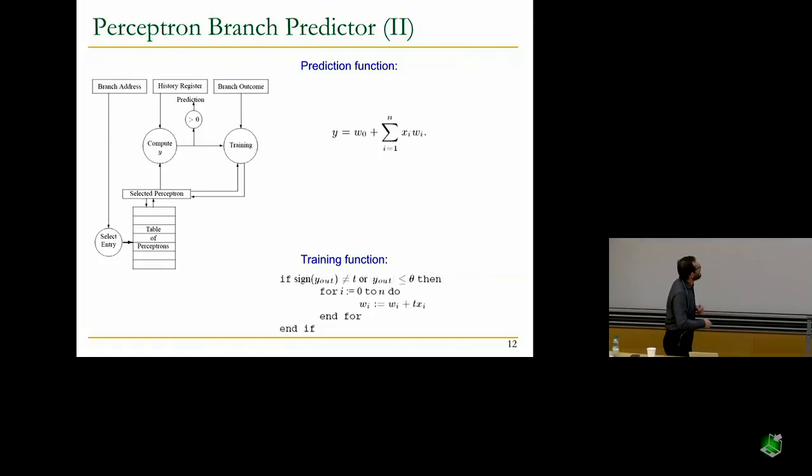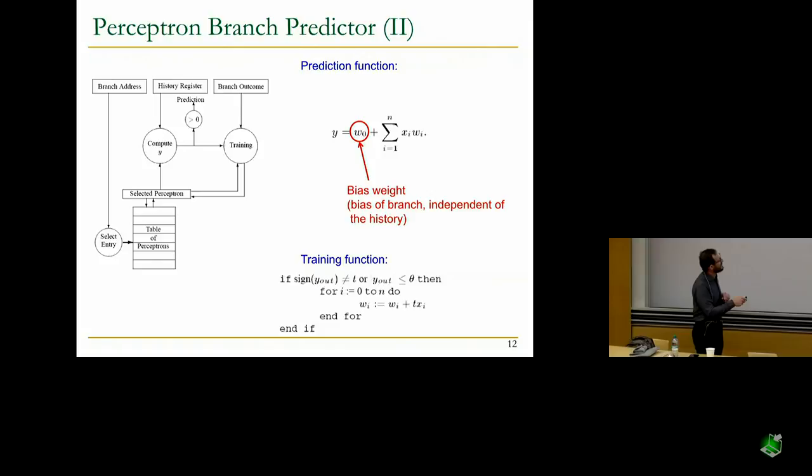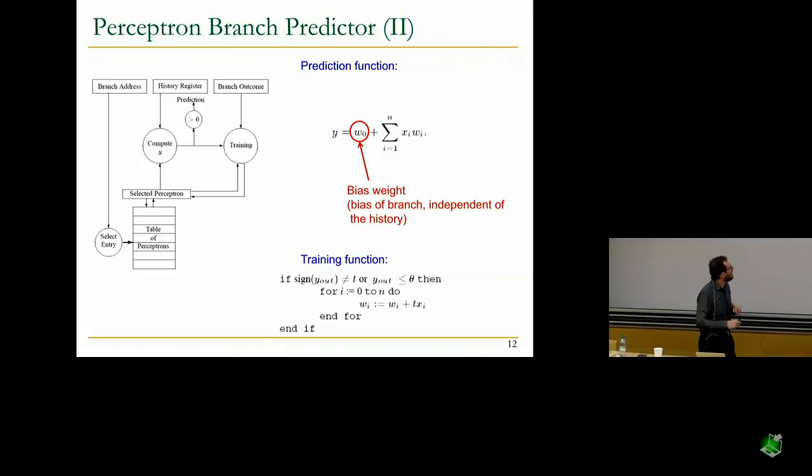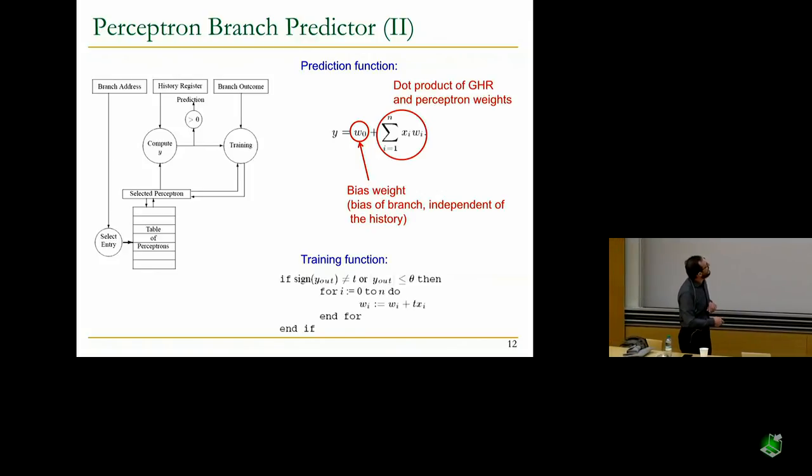That's the idea. And there's a bias weight, which I didn't talk about so far. This actually corresponds to the bias of the branch. This is independent of the history. It's set. It can also be learned. And this is the dot product of the global history register and perceptron weights, and the output is compared to 0.